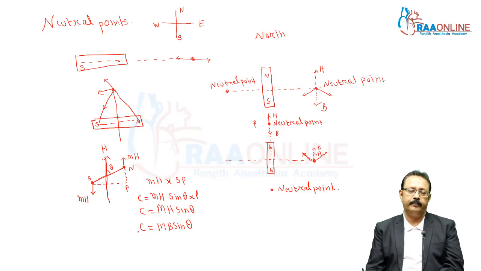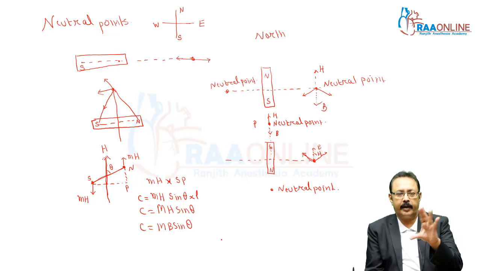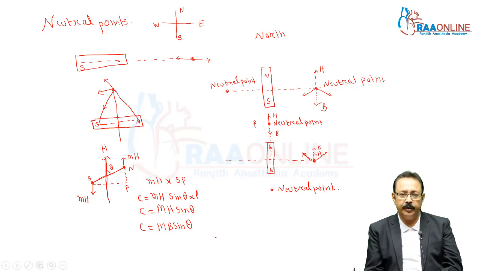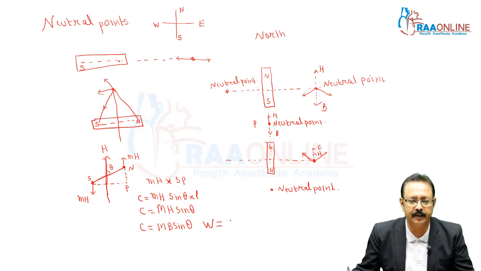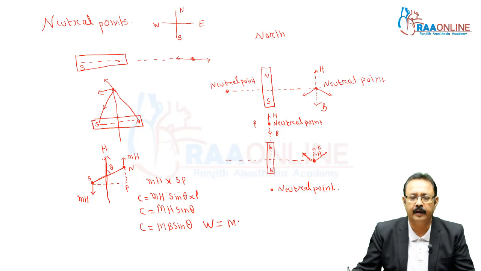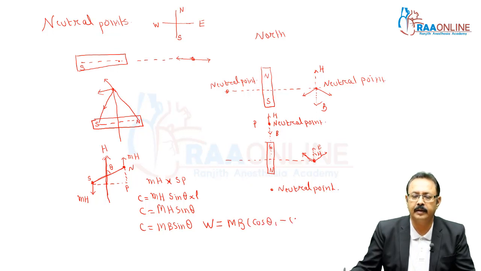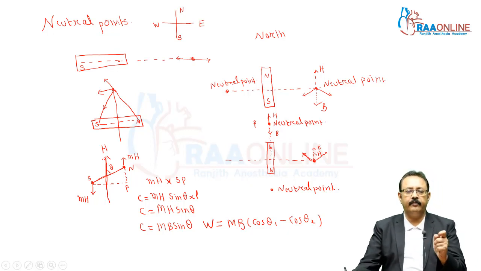So now you can see, if you want to rotate a magnet in a magnetic field by an angle theta, you need a torque of MB sin theta. And for work done, like in electricity, we can write MB into cos theta 1 minus cos theta 2. If you want to rotate the magnet from angle theta 1 to theta 2, you have to do work MB (cos theta 1 minus cos theta 2).